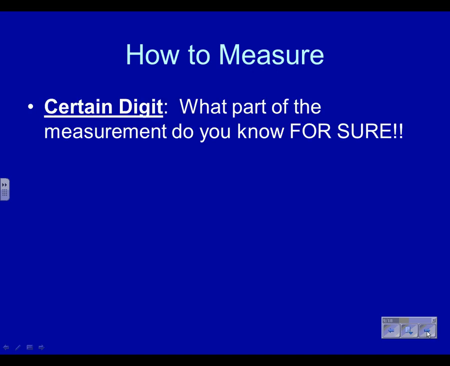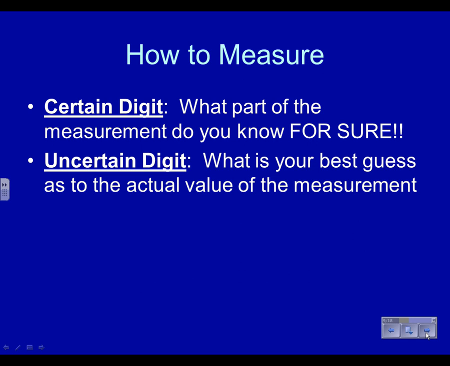Every measurement that's out there has two parts. A certain part, things that we know for sure. But then, like I said, every measurement out there has an uncertain part. We refer to it as an uncertain digit. There's a part as to what our best guess about the actual value of that measurement is.